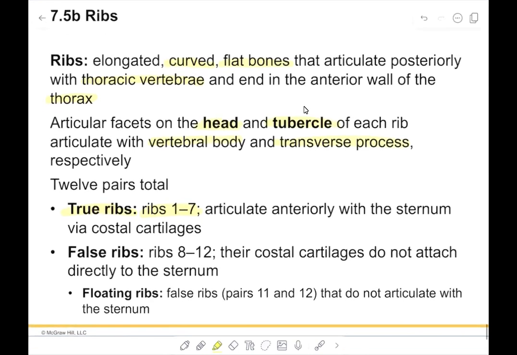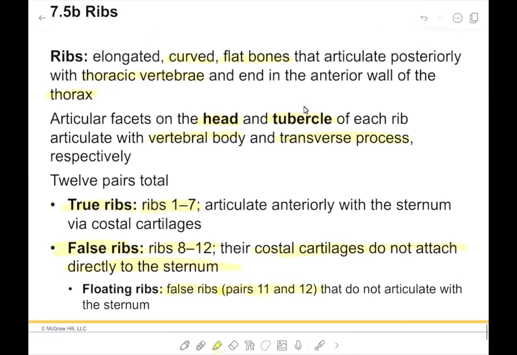So as mentioned before, ribs 8 through 12 are false ribs because their costal cartilage does not attach directly to the sternum, and instead they indirectly attach to the sternum. And specifically, 2 pairs of those ribs, pairs 11 and 12, do not articulate with the sternum at all.